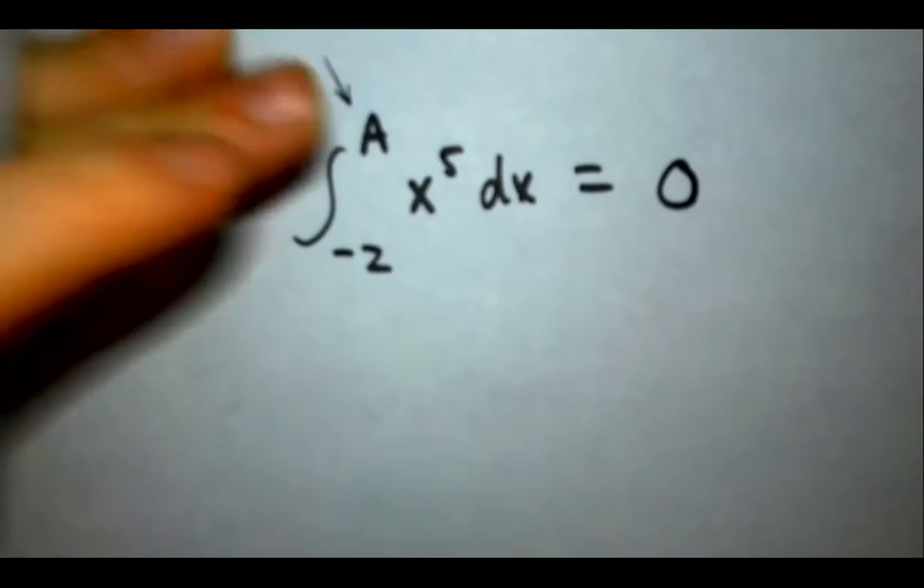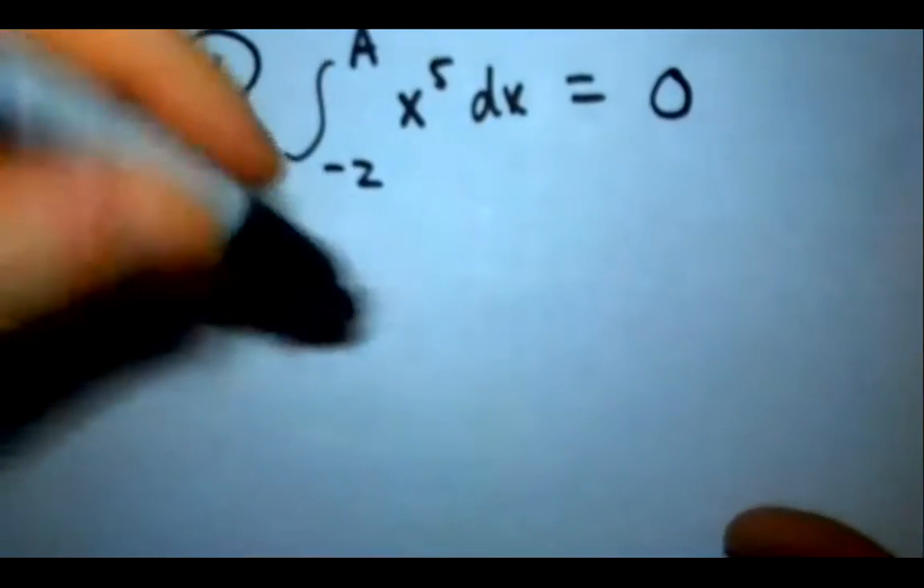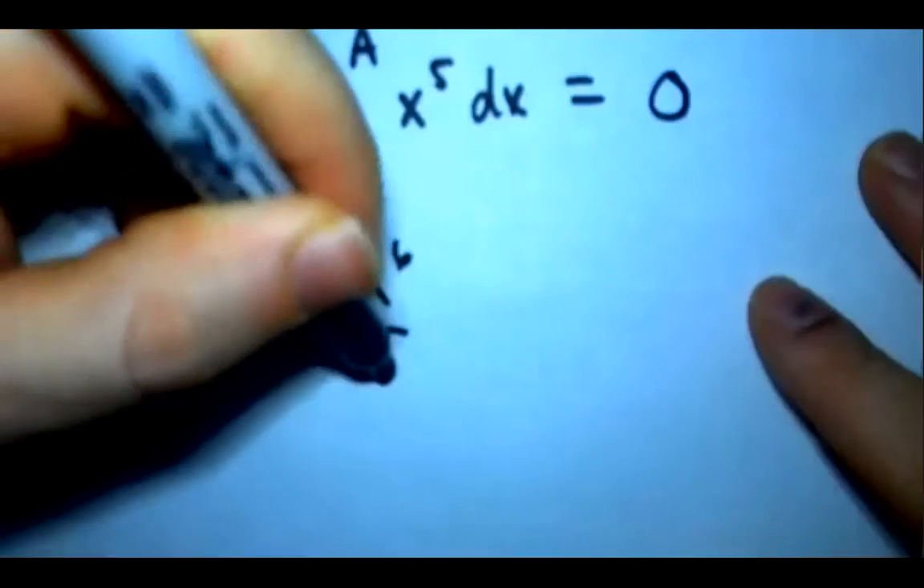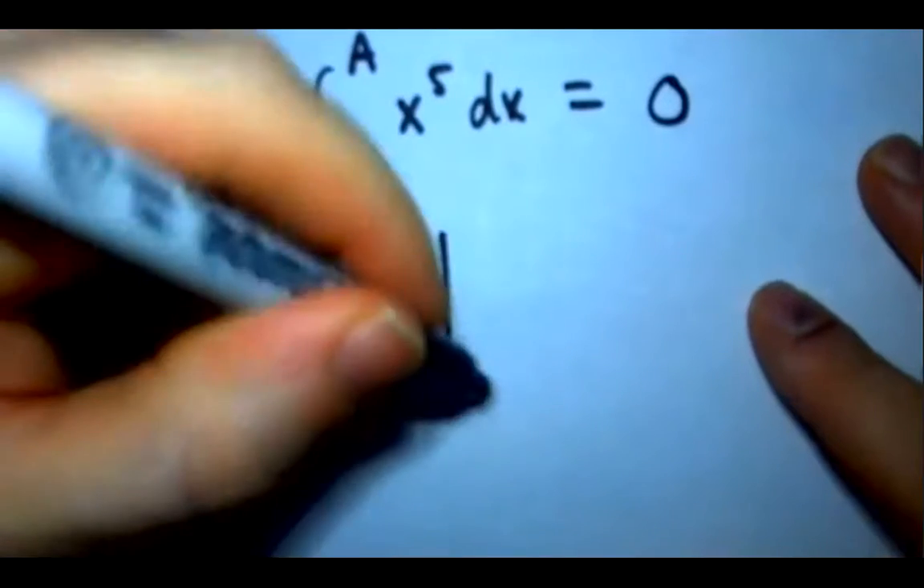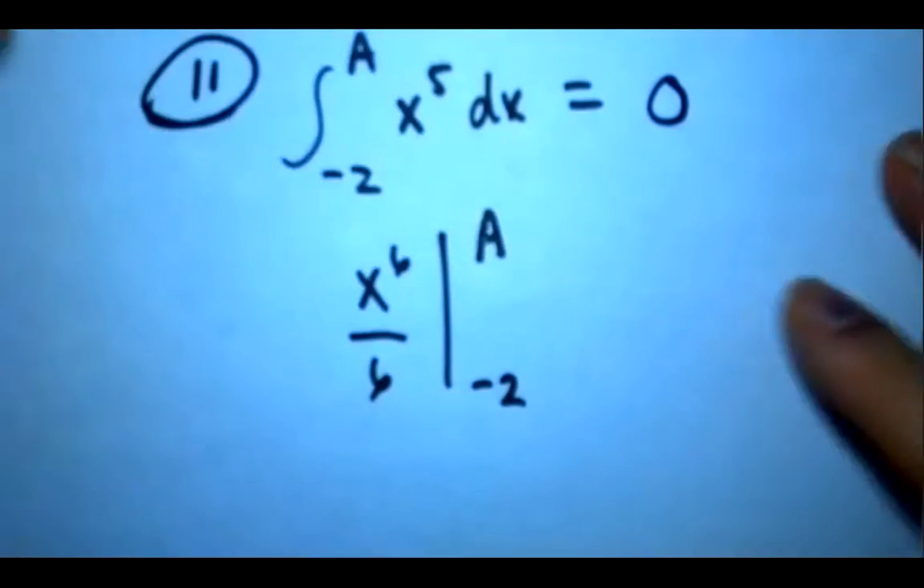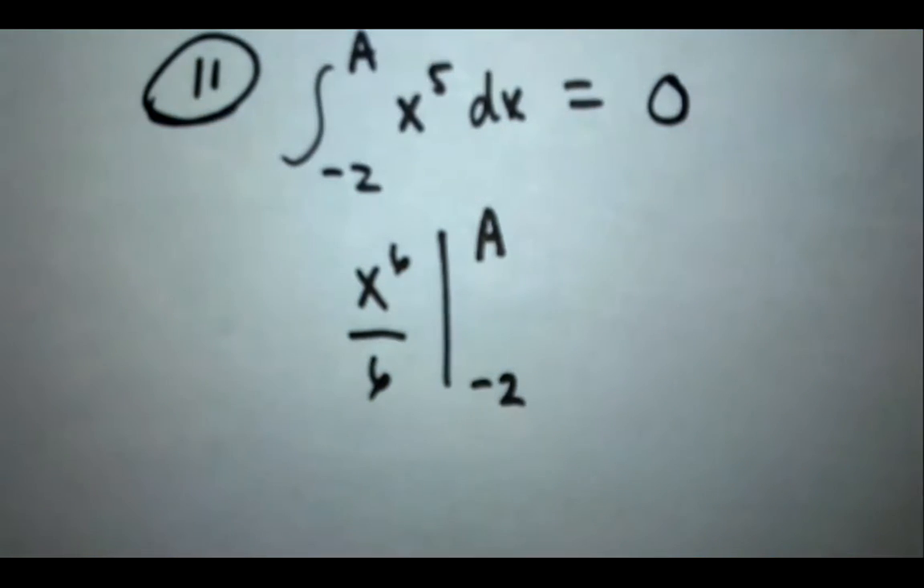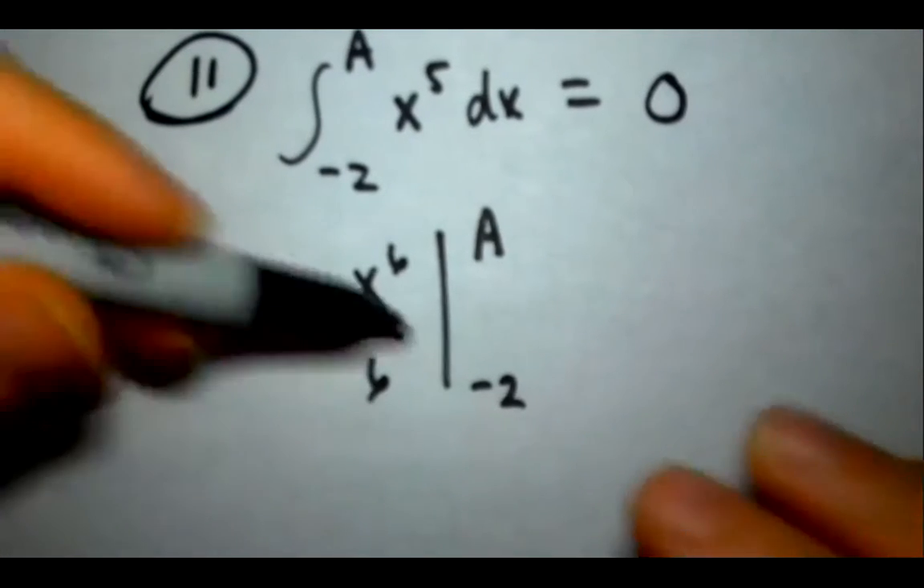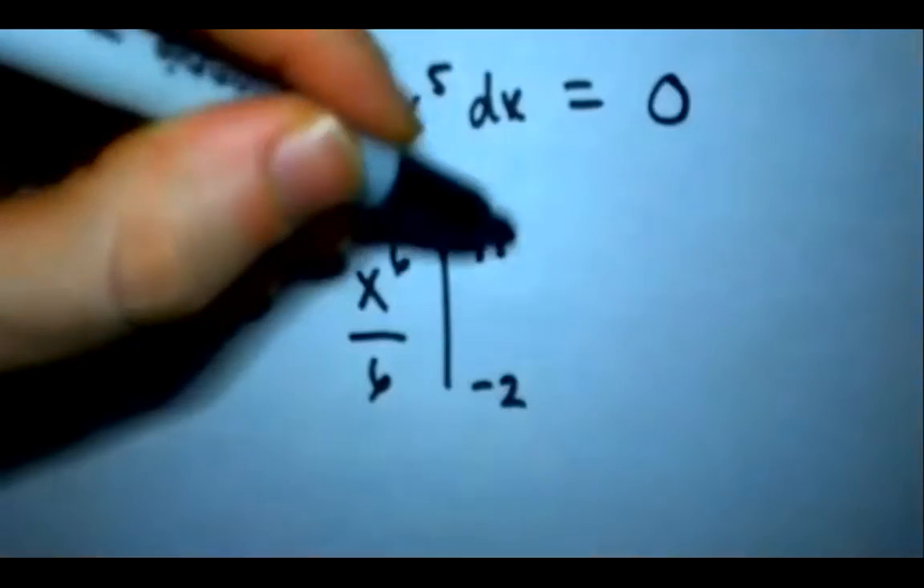So before we get into an answer, let's just integrate it. This would be x to the 6th over 6 from -2 to a. And we want to know all of the different answers for a that make this answer 0. So what's the first idea that pops into your mind? 0. Yeah, 0. Okay, 0 is the first thing that pops in your mind. So let's try that. So you say, all right, I'm going to let this be 0.